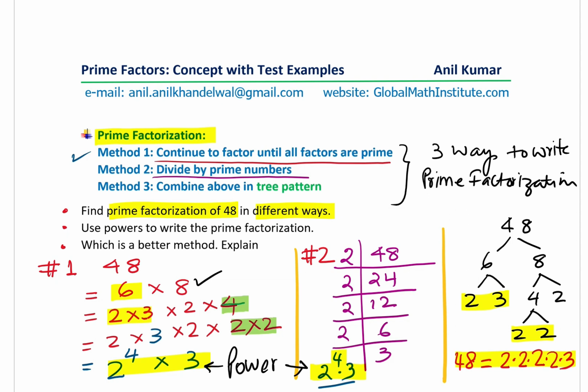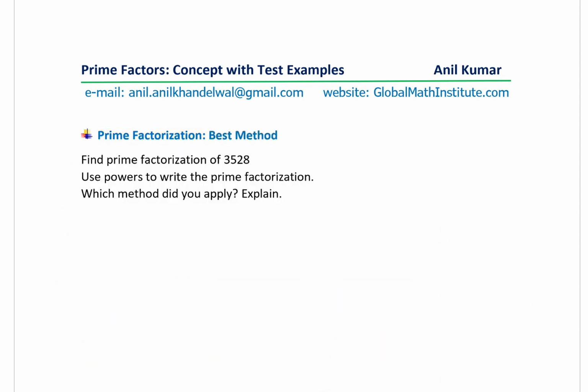Now, which one is the best method? Well, all look equally good. But now we have an example here, and this example is to find the prime factorization of a number, which is 3528. Use powers to write the prime factorization. Which method did you apply? Now, which method should we use to find the factors for 3528?